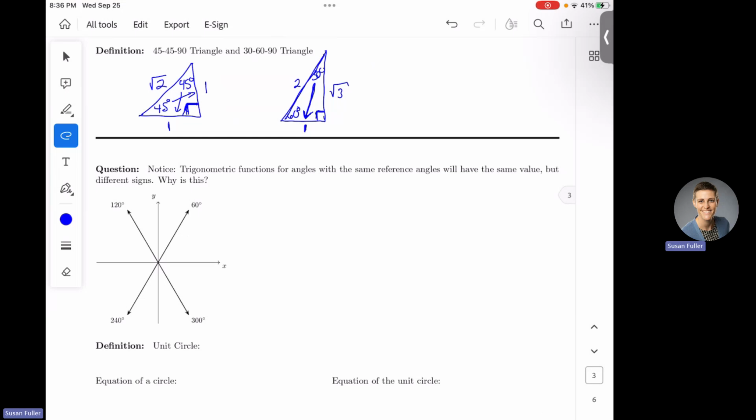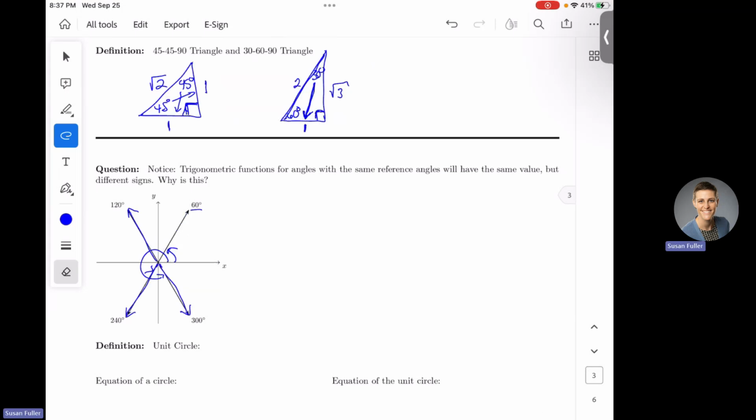One thing to notice is that the trig functions for any angle with the same reference angle will have the same value but different signs. Okay, so what I mean by that, I have an example here. I've got a 60-degree angle in standard position, right? That's 60 degrees. I have a 120-degree angle here, again in standard position. That starts in standard position and goes here. I've got a 240-degree angle down here that starts here and goes around. And I've got a 300-degree angle down here that starts here and goes all the way around that way.